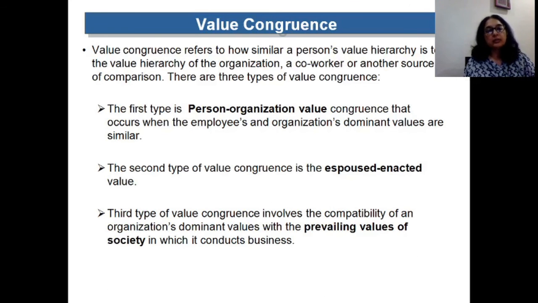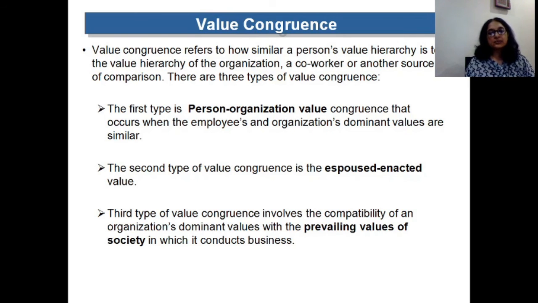Then there's something called value congruence. Value congruence refers to how similar a person's value hierarchy is to the value hierarchy of the organization, a co-worker, or another source of comparison. It means that there is compatibility between the two value systems. There are three types. The first type is person-organization value congruence. This means the person's values and the organization's values are compatible, and there are organizations that select people based on whether the person would fit the culture prevalent in their organization, and whether the person is seen to have values similar to those of the organization.